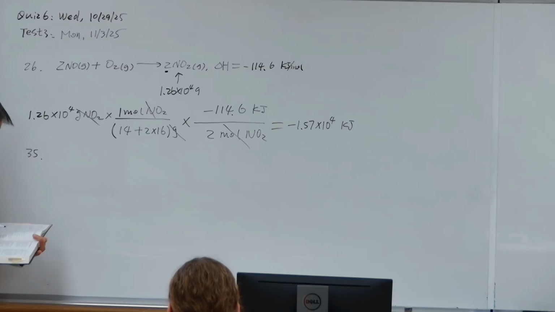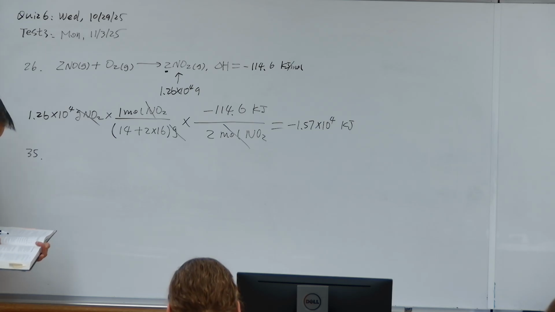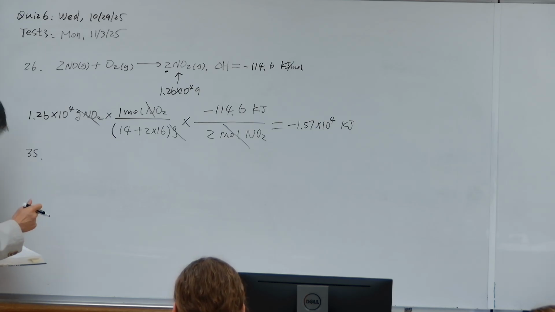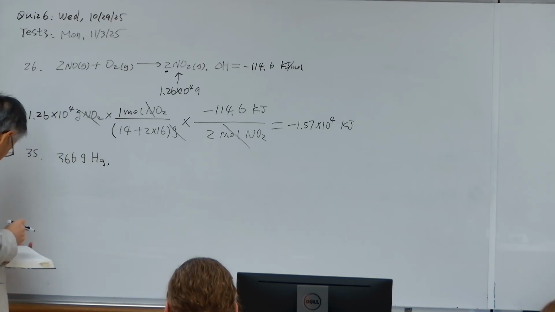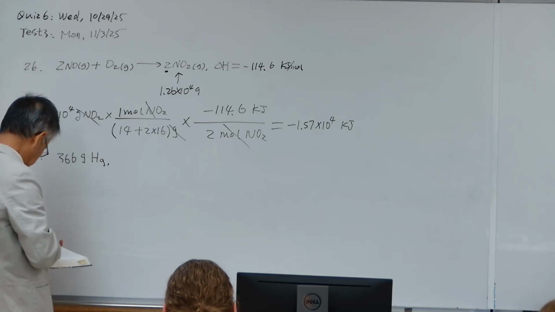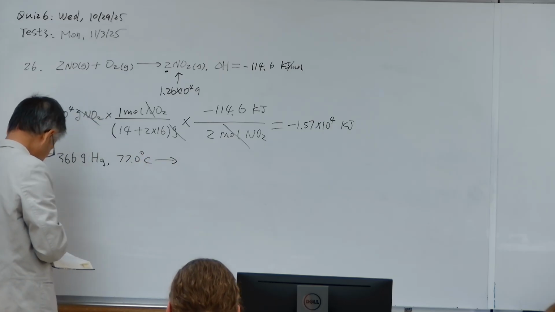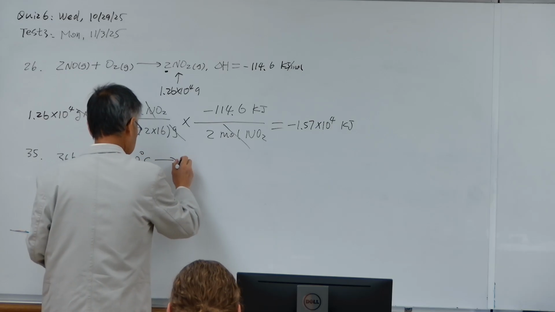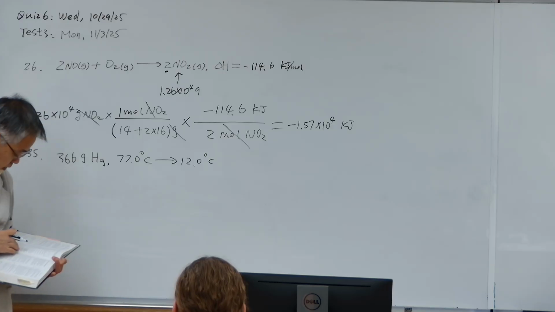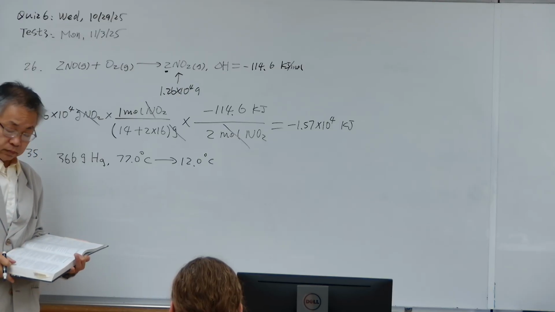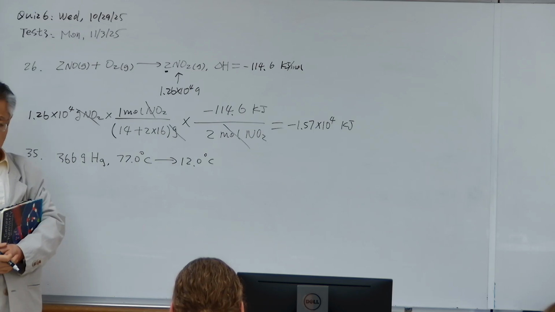Question 35 asks you to calculate the amount of heat liberated, or released, from 366 gram of mercury at 77 degrees Celsius that cools to 4 degrees Celsius. It asks how much heat will be released. So a hot mercury cools down.